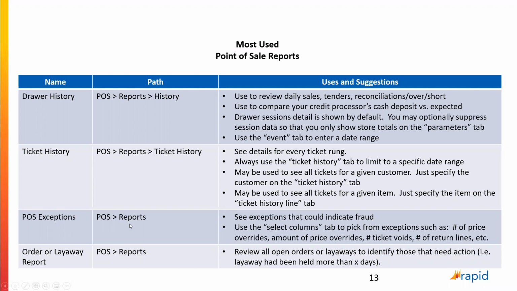And lastly, I'll mention point of sale exceptions. This is a report where you're able to identify fraud. You can see which of my cashiers are ringing a lot of voids, which of my cashiers have a higher number of return lines. And these don't always say for sure there's fraud going on, but they sure are indications that there's potential for it.